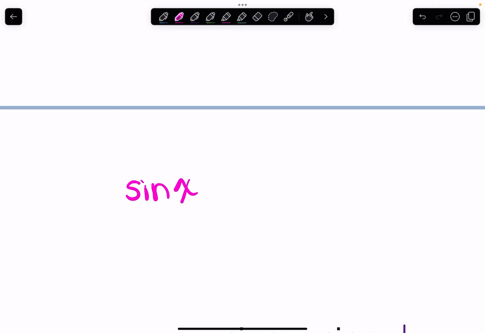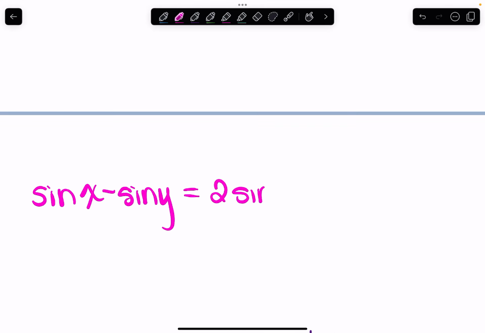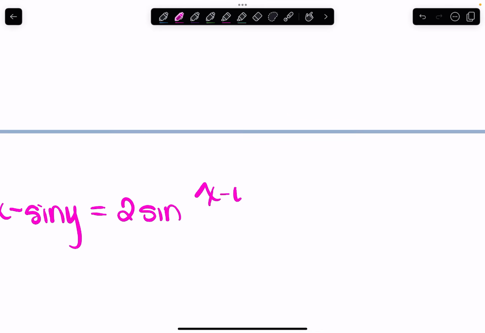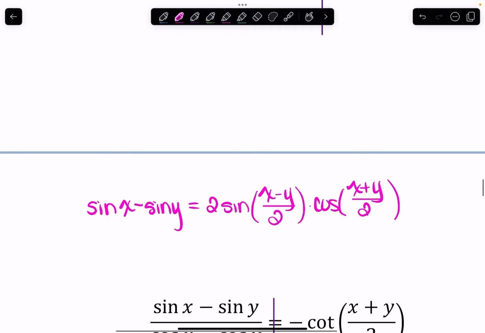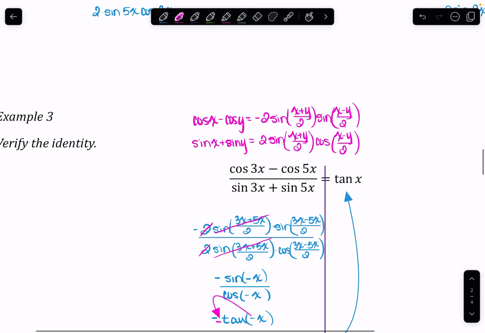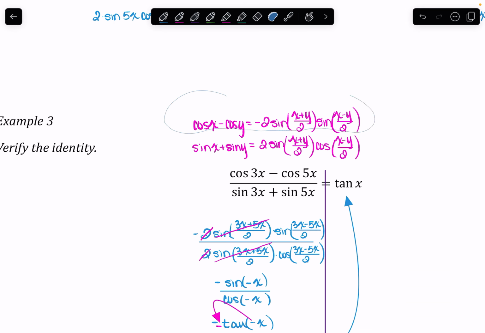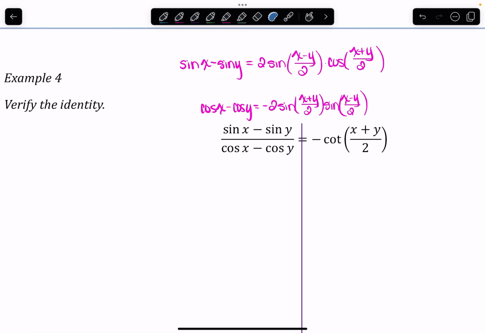So sine of x minus sine of y, again from that list at the top of this page, is 2 sine of the difference first this time, times cosine of the sum. So we're going to use that one for the numerator. And then the same one we use, cosine x minus cosine y. I'm lazy. I'm going to go get it. Copy. Okay, so there's our two that we're going to be plugging in.